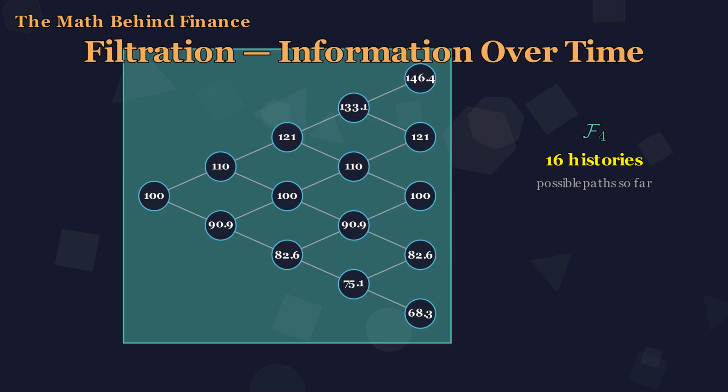Information is never forgotten, only accumulated. What you knew at time 1, you still know at time 4. This is not automatic. It is the defining feature. A growing family of sigma algebras, one for each time, with this nested inclusion, that is a filtration. It is how mathematicians make the phrase information over time precise.